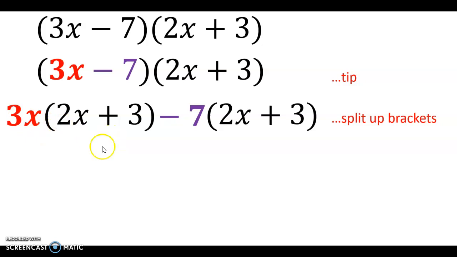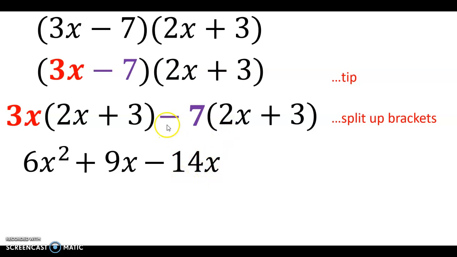So now we go to remove the brackets. We say 3x by 2x, so 3 by 2 is 6, x by x gives us x squared. So putting that all together, we get 6x squared. 3x by 3 gives us 9x. Now we have minus 7 by 2x. Be careful, unlike signs give minus, and then 7 by 2 gives us 14, so 7 by 2x gives us 14x. Again, unlike signs gives us minus, and 7 by 3 gives us 21. That's called removing the brackets.